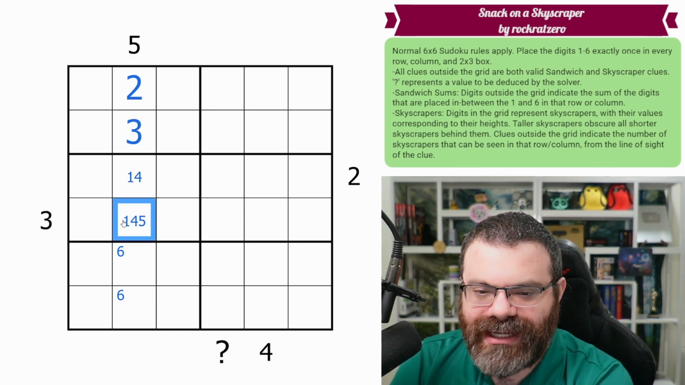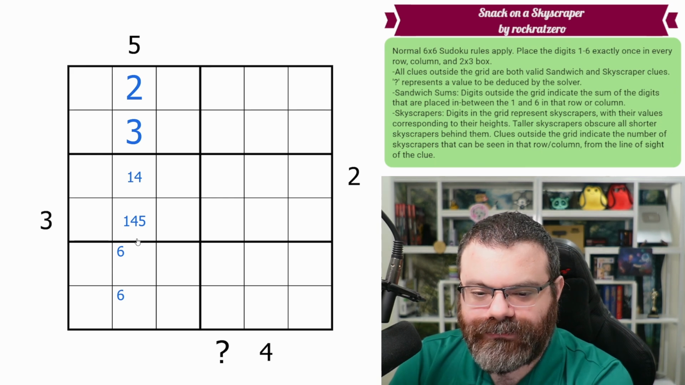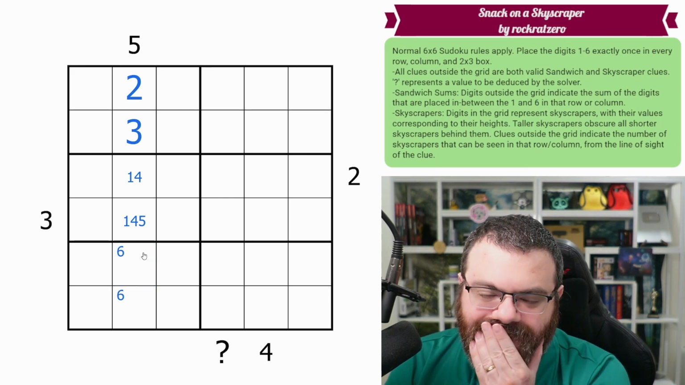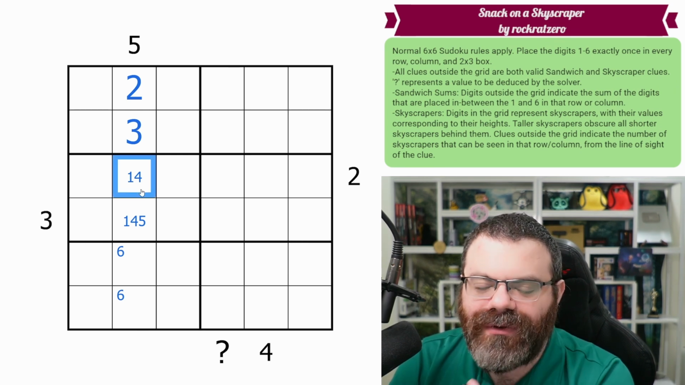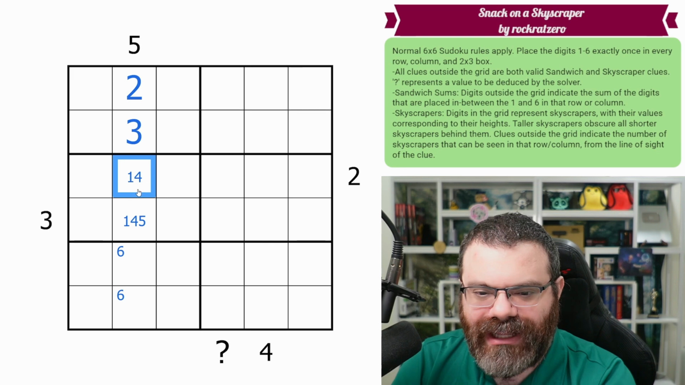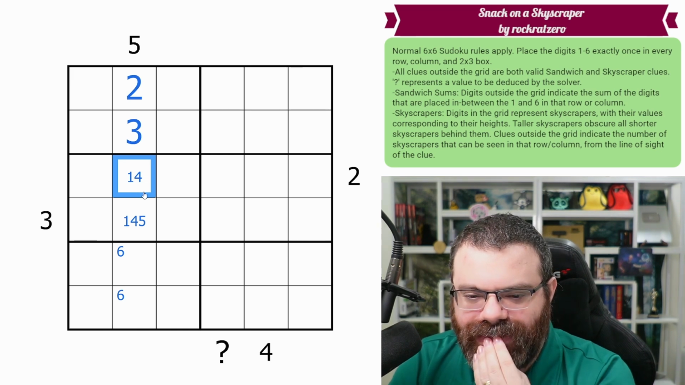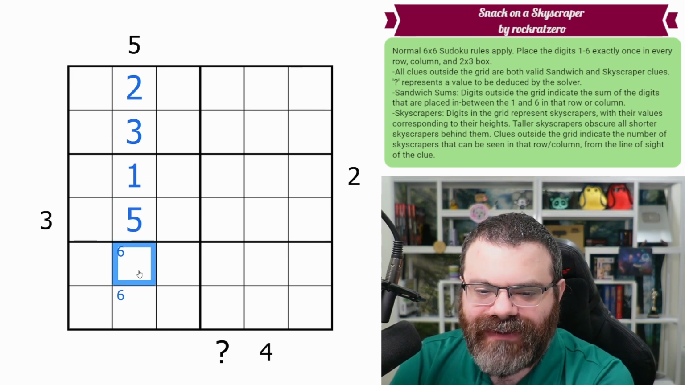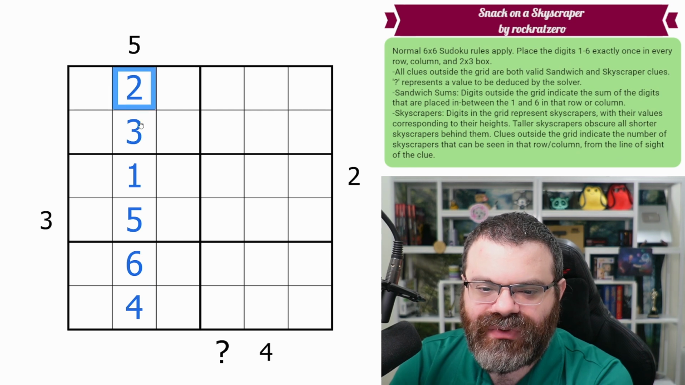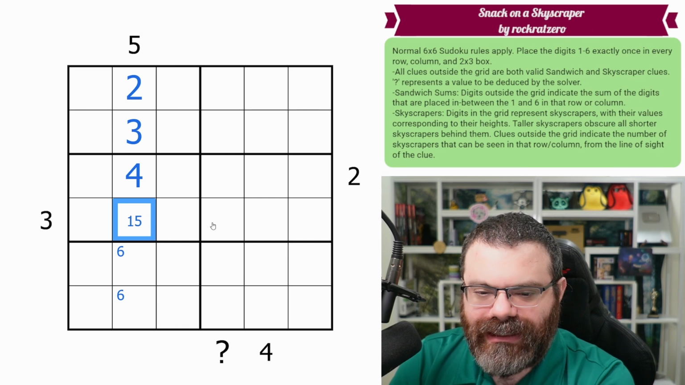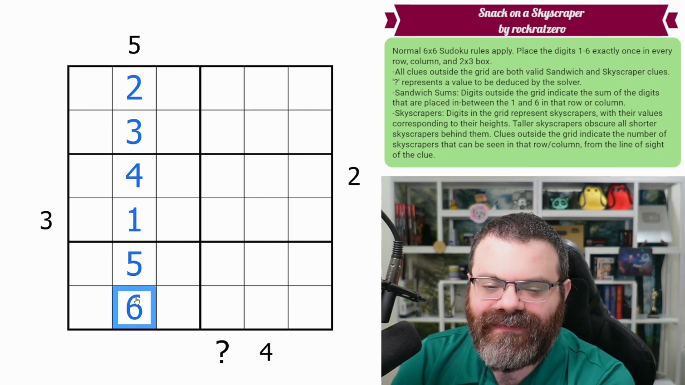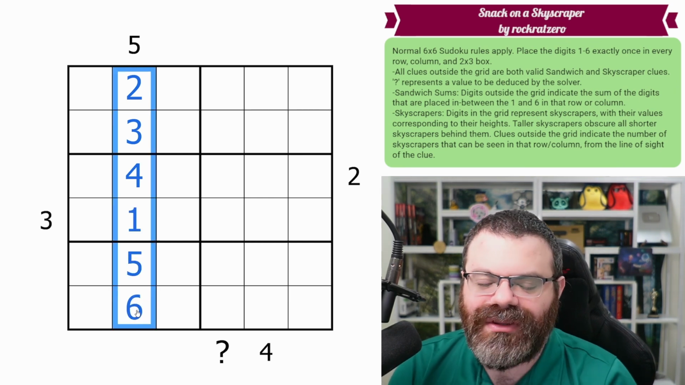So we're working our way down here. Now I need to have the 4 before I do the 5, because the 5 would block the 4. So if I tried to do 1 here, I'd have to do 1, 5, 6, 4, and then I'd only see 2, 3, 5, 6. That's not 5. So this has to be the 4. And then now the only way to do this sandwich is 1, 5, 6 like that. So this is the only way that 5 clue works.